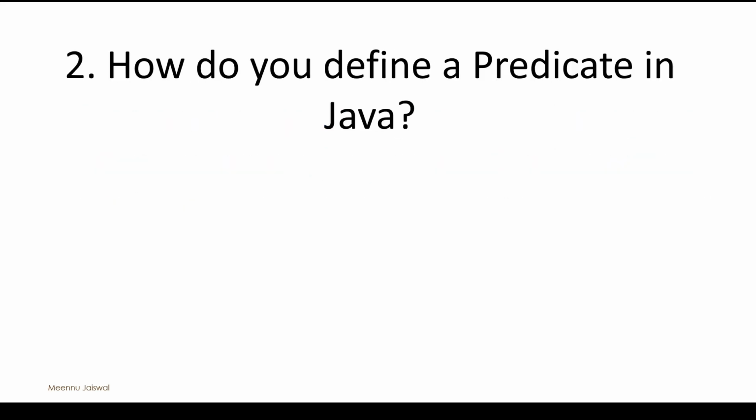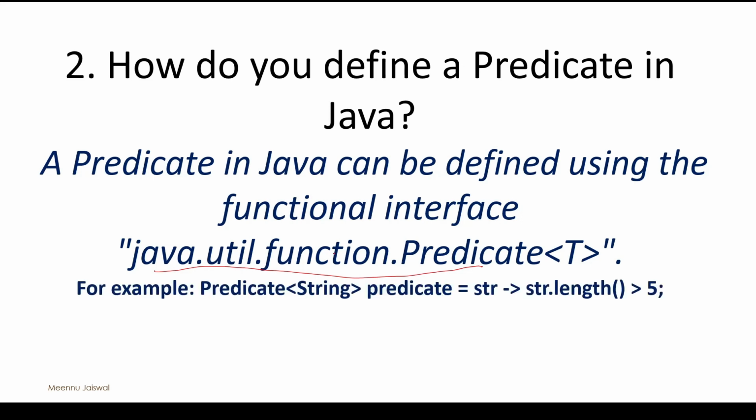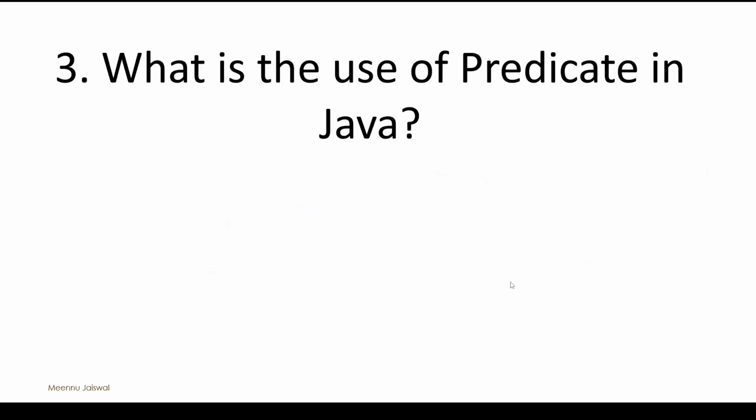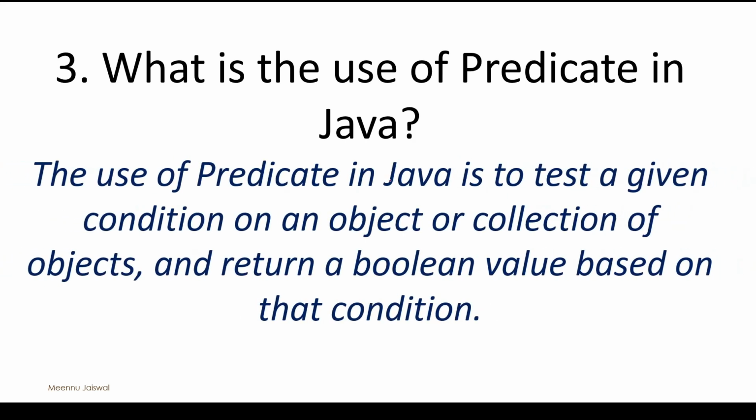How do you define a predicate in Java? We have seen many examples. It can be defined using this syntax. We are using this Predicate class, for example Predicate of String. And the example says if the length of the string is greater than 5, it will return true. What is the use of predicate in Java? It is used to test a given condition on an object or a collection of objects and return a true or false, the boolean value, based on that condition.